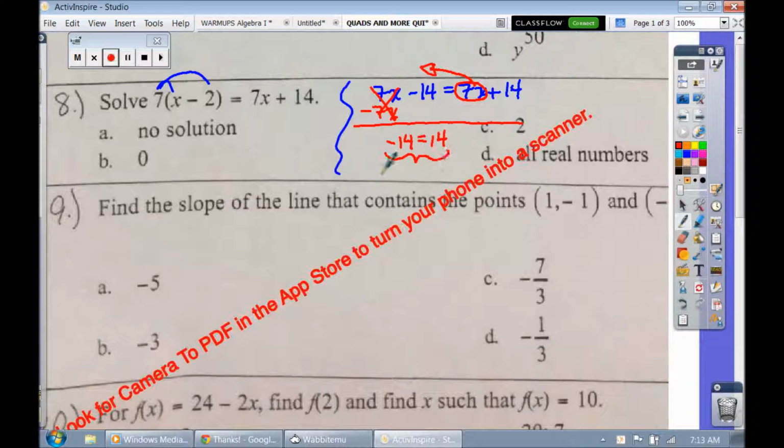If you were to say negative 14 equals 14, is that true or is that false? What do you think? Well, we know it's false because negative 14 is only equal to negative 14. So if you get a false, then that means that there is not a solution to this equation.